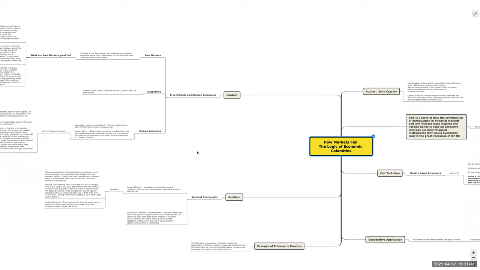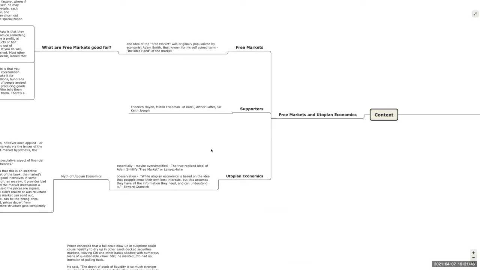Essentially, the context of this is free markets and utopian economics. What is the free market? The free market was originally popularized by Adam Smith, who was best known for his coined term of the invisible hand. In short, leave the market alone. The market will solve itself because people have natural incentives to pursue utility, happiness, and feed themselves. And so there is an invisible hand that will always correct the market and fix any short-term blips or problems that may occur.